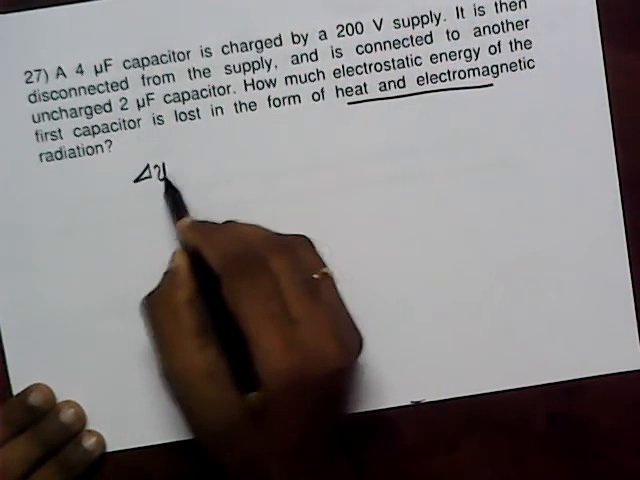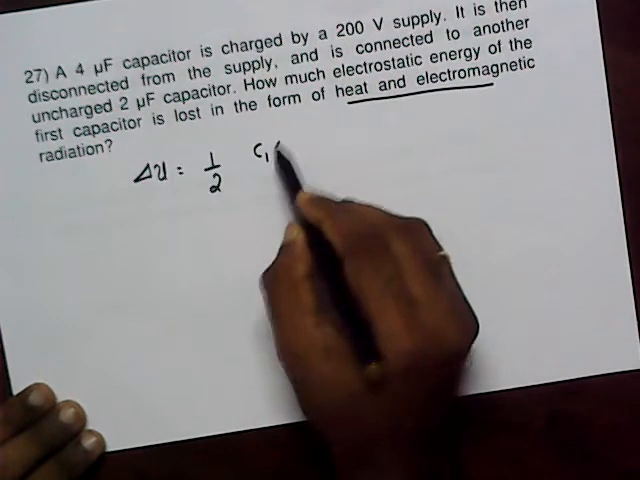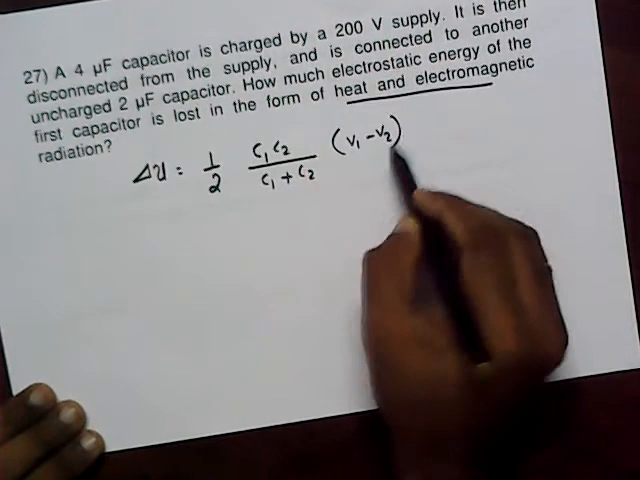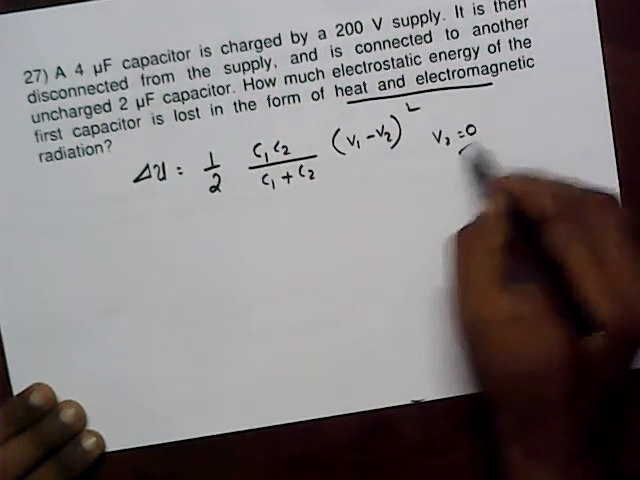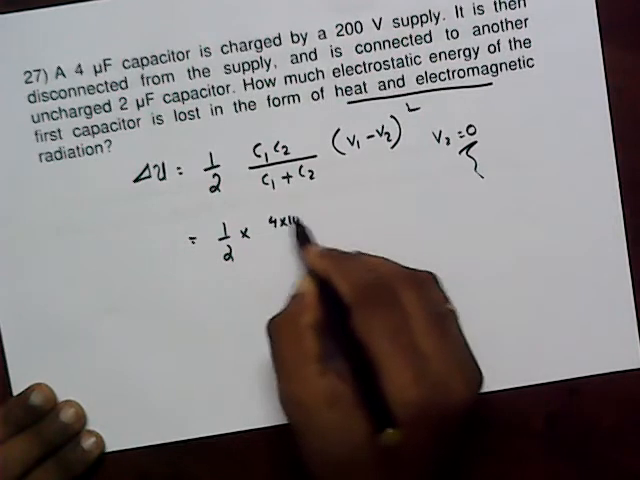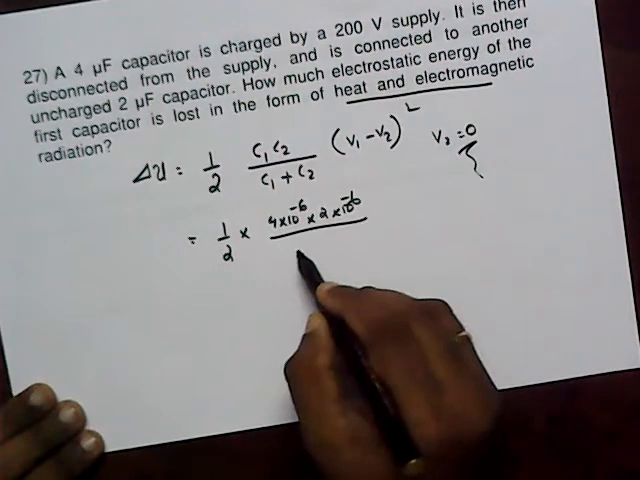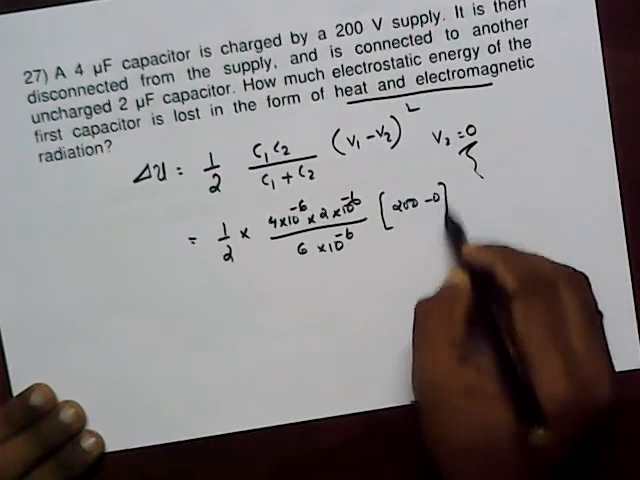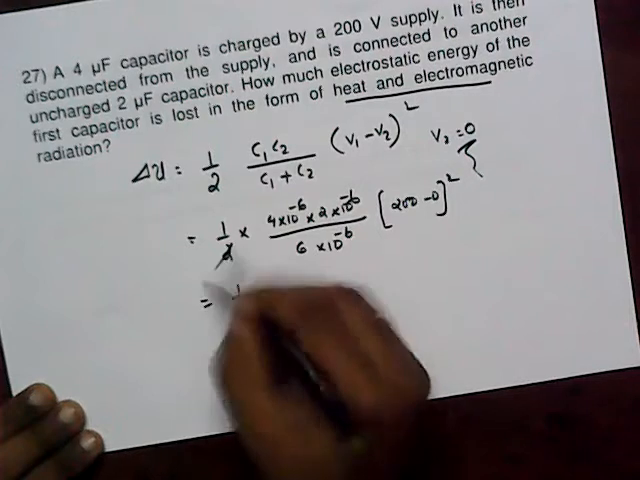Already we derived that one. The loss of energy is nothing but in the redistribution of capacitors. We derived the relation as C1 C2 by C1 plus C2 into V1 minus V2 the whole squared. And here the second one is uncharged, hence we take the value as 0. So substitute the values: C1 is 4 microfarad and the second is 2 microfarad, divided by 4 plus 2 as 6 into 10^-6, into V1 given as 200 minus 0 the whole squared. So that is equal to 1 by 2 into 2, which can be cancelled.